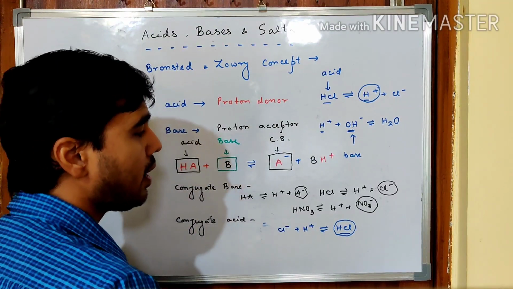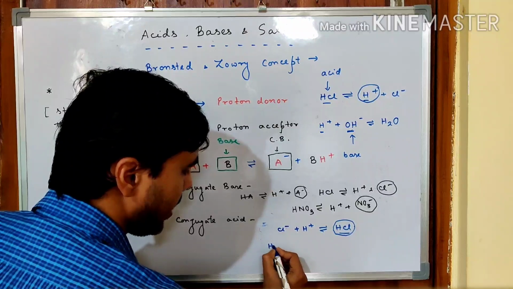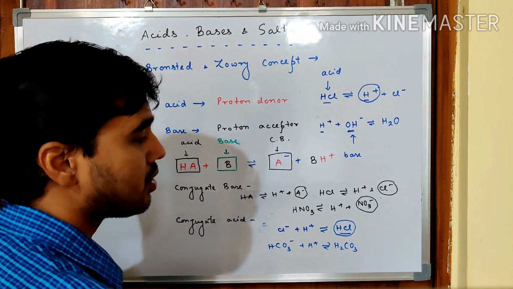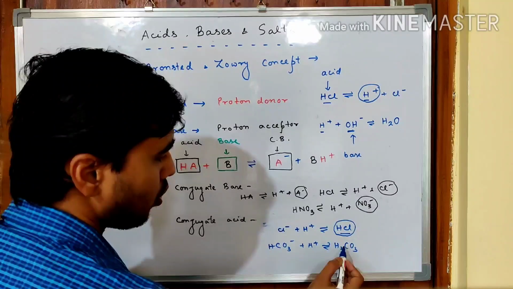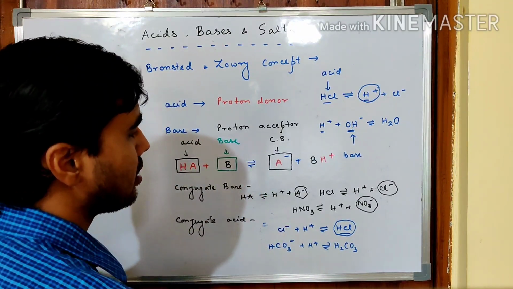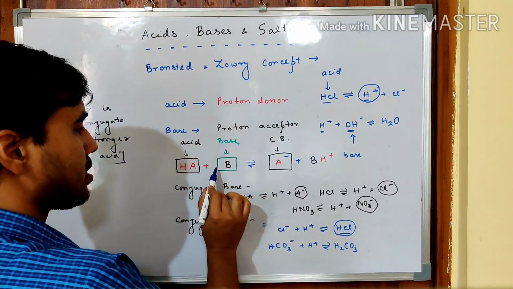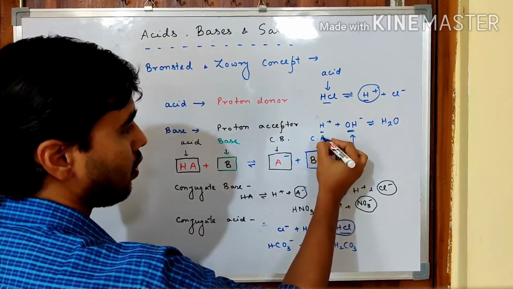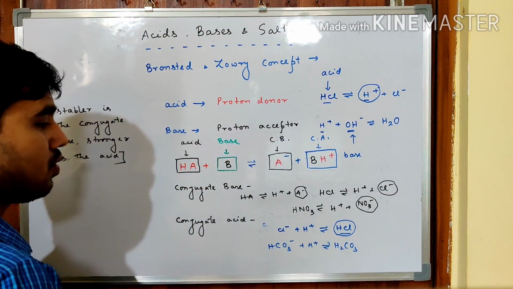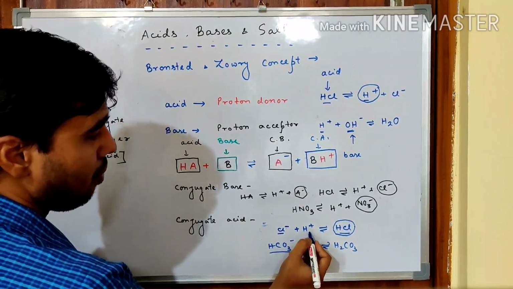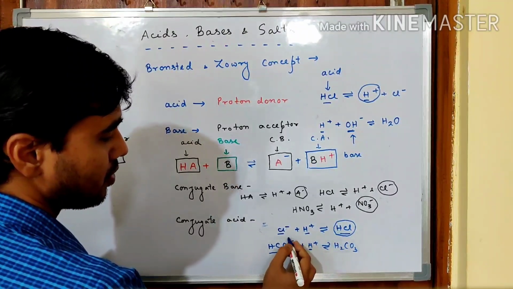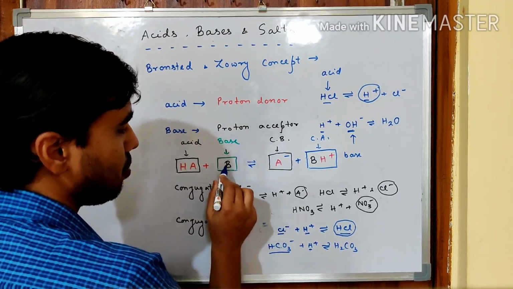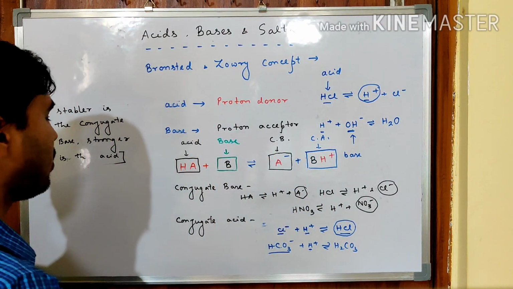Means after combining with H plus. Similarly, if I take HCO3 minus, if it combines with H plus, it becomes H2CO3. So it becomes a conjugate acid. So conjugate acid means, in this particular case, this B, which is a base, after combining with H plus, whatever is formed, it is called conjugate acid. Remember, bases after combining with H plus, whatever they form, is a conjugate acid.